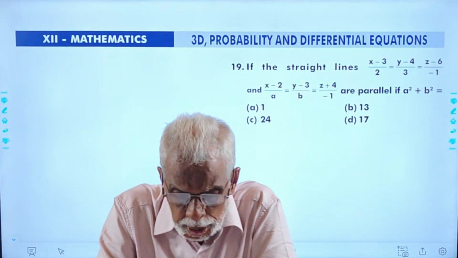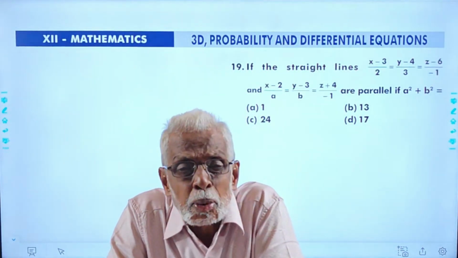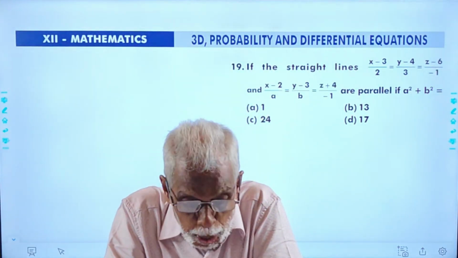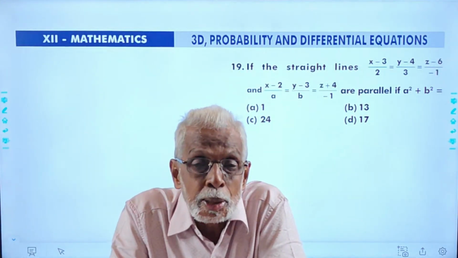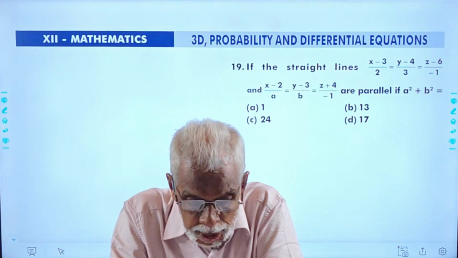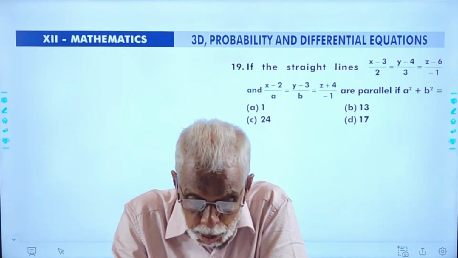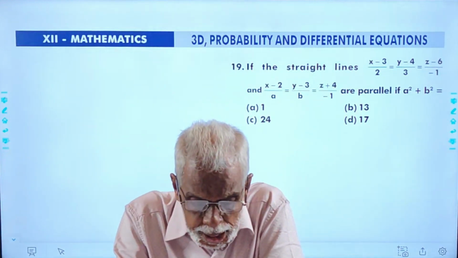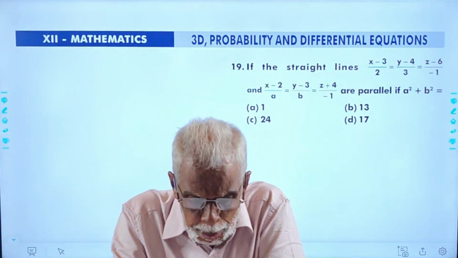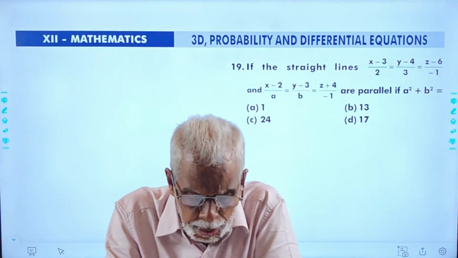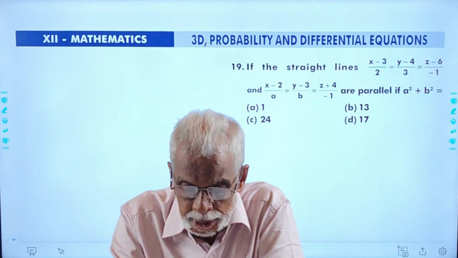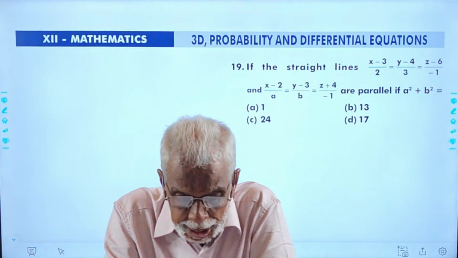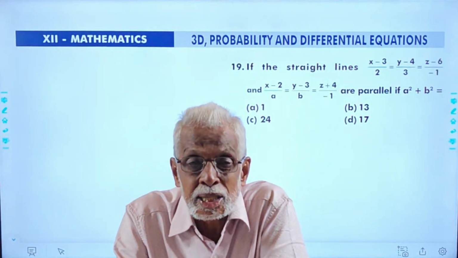The two lines are parallel. What is the condition for two lines to be parallel? Direction ratios are proportional. That is a1 by a2 is equal to b1 by b2 is equal to c1 by c2. That is 2 by a equals minus 1 by 3 by b equals minus 1 by minus 1. Then you can easily get the value of a, value of b. Squaring and adding, we get a square plus b square is equal to 13.